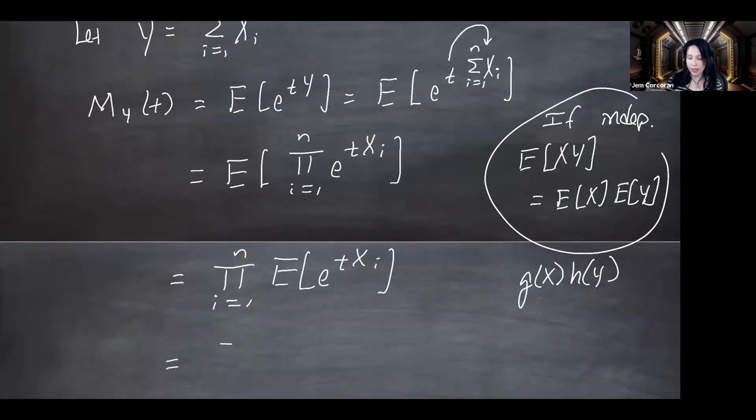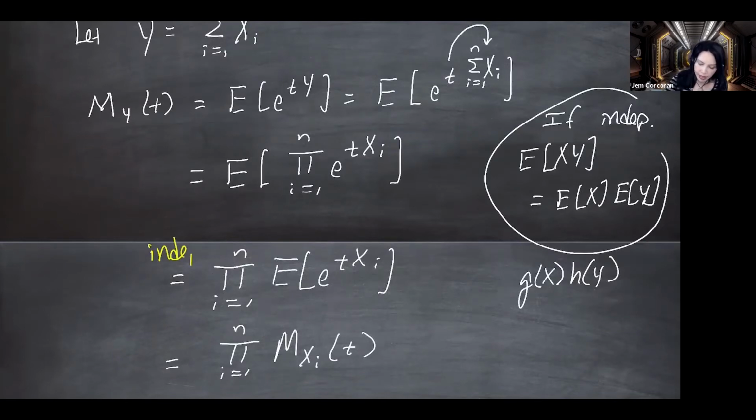And then this is going to be the product as i goes from 1 to n of the moment generating function for xi at t. And this actually would be where you stopped if they were not identically distributed. I need to write, this is super important, I'm going to put "independent" on that equal sign there. If they're not identically distributed, then at this point, you can find the moment generating function for Y by plugging in the individual moment generating functions.